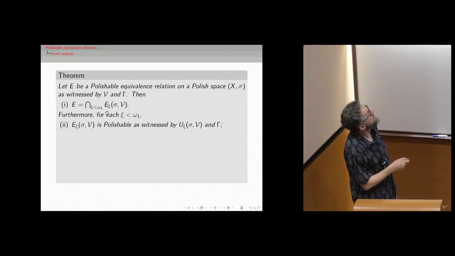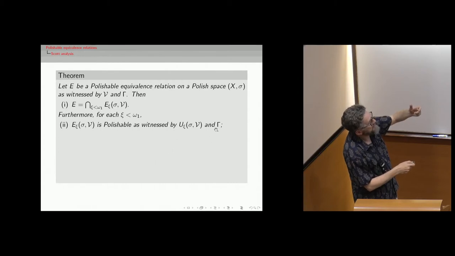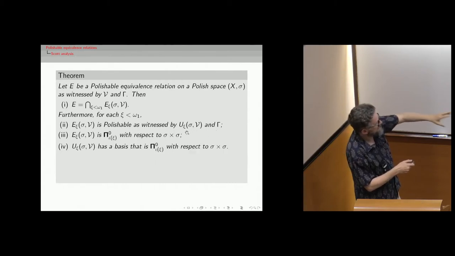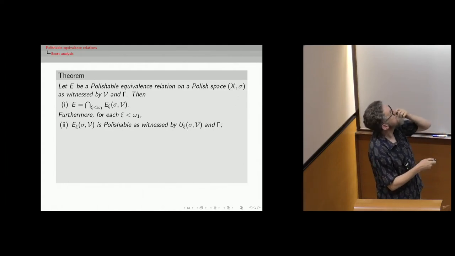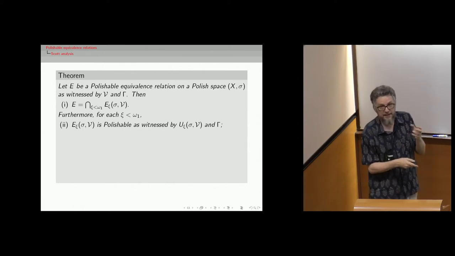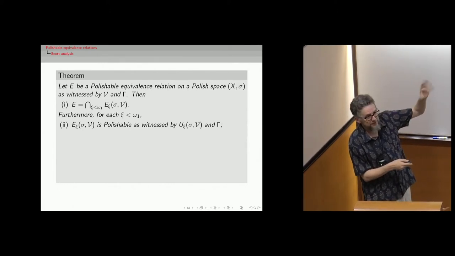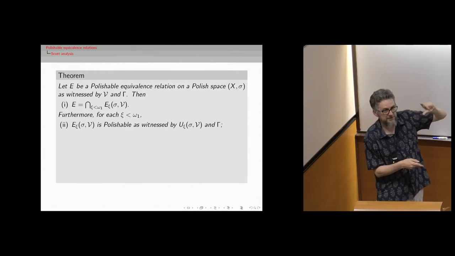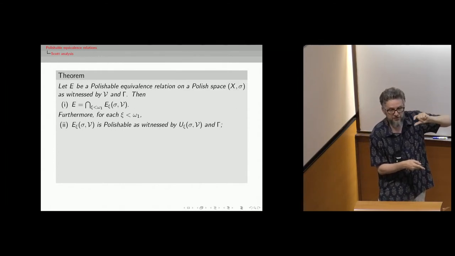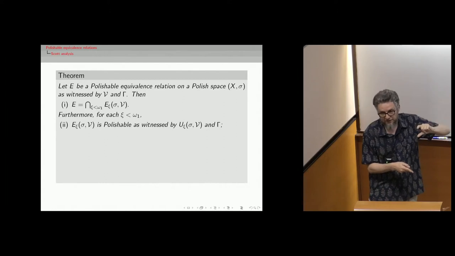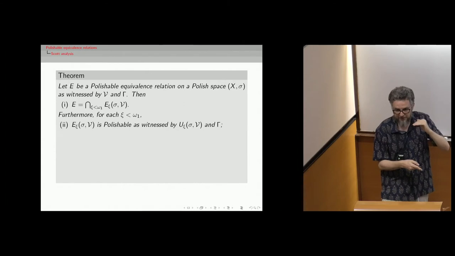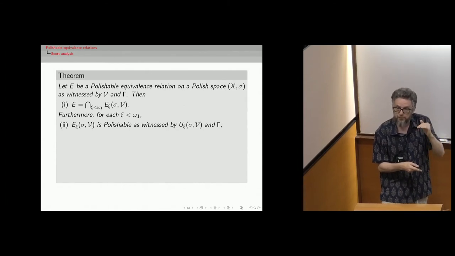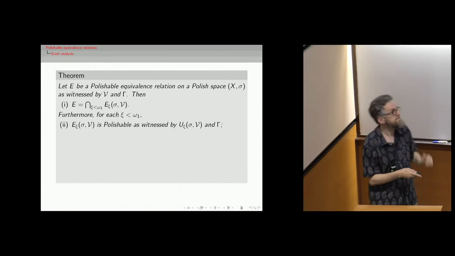So each of these XCs that approximates E is polishable, as witnessed by the same gamma and the uniformity that was produced on the XC's level. One should say that there is something nice about this category of polishable equivalence relations. Even if you start with an equivalence relation that is given by a Polish group action, you run this procedure, you are not guaranteed that what you are getting in between are equivalence relations given by Polish group actions. They will be only polishable, so you get out of the category, but here you stay in.